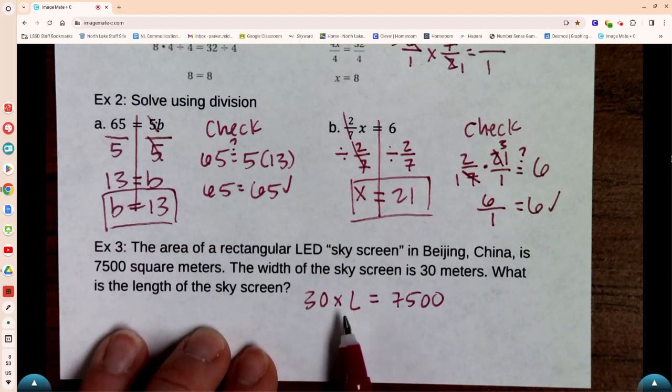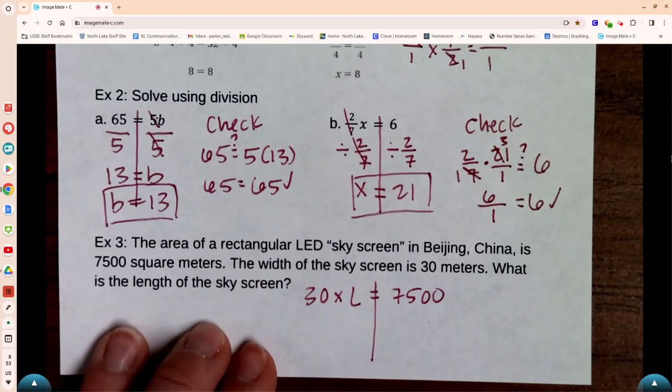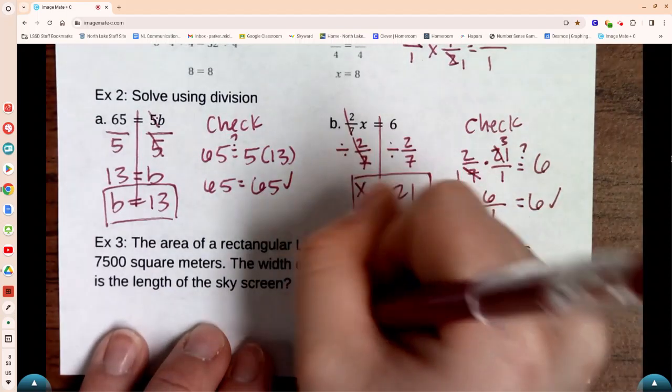We know we get there by doing 30 times something. This is an example of how you can use an equation to answer the question. So now I'm going to go ahead and solve it, and I'm going to do that by dividing both sides by 30.